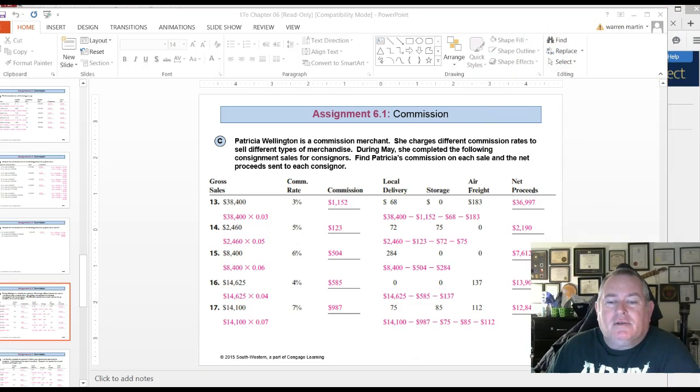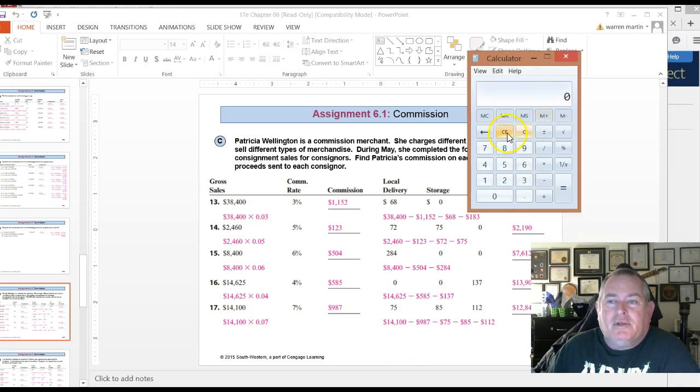Where's the calculator again? So here's the other way to do it, and I'll show you how to do it on there. So you got the 38,400 times 0.03 equals 1152. And same thing for the other one.